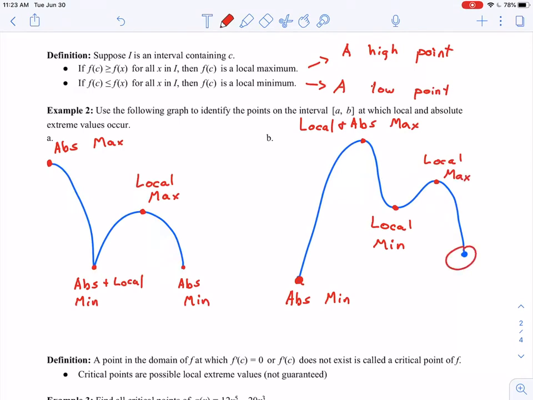This point right here, in this case, is our endpoint. Right now, we are going to say that endpoints are not going to be local extreme values. It's possible that it might be an absolute extreme value, but for now, when we're on these closed intervals, we are not going to say that endpoints are local extrema. We want to save those for points in the middle of our graph, what are called interior points of our graph. So hopefully this clears up some of the differences between local and absolute extreme values. In the next video, we're going to talk about how we might go about finding some of these values.